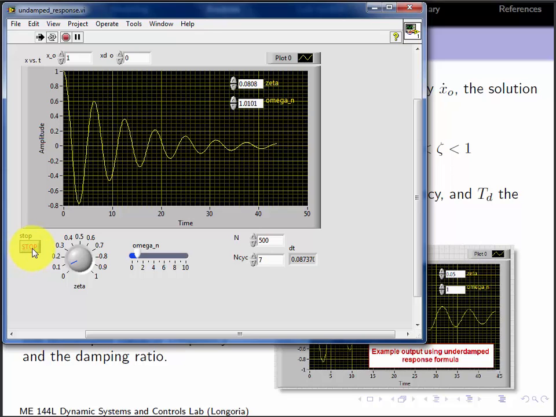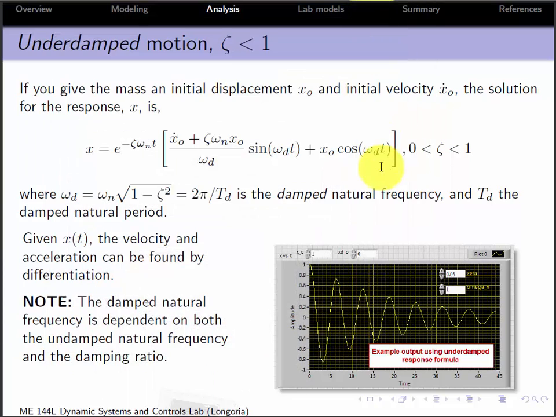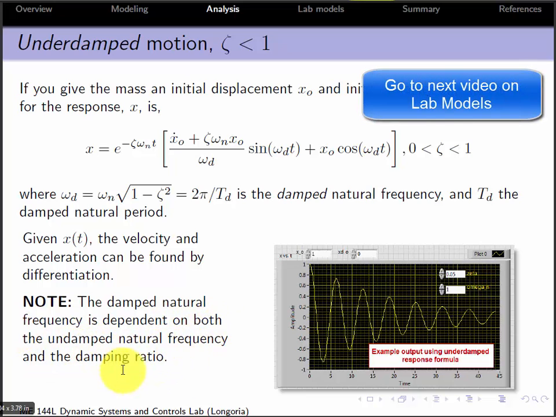That just shows you the underdamped solution. Again, keep in mind that the damped natural frequency is an important parameter that we actually can measure, and it's dependent on both the natural frequency and the damping ratio. So we need to figure out a way of measuring these, and that's what we'll talk about shortly.